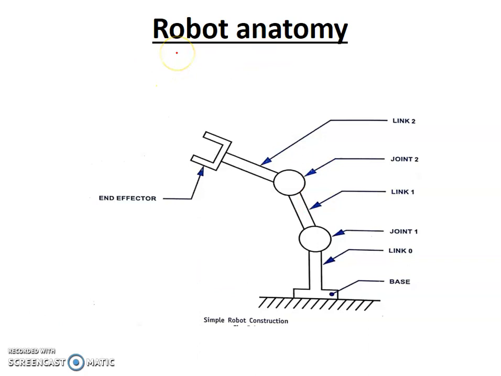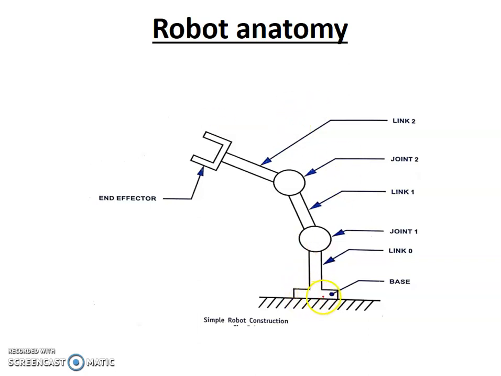Next we have robot anatomy. What is robot anatomy? We can see here in the diagram. Robot anatomy means how the structure of the robot is, how it is designed, and how it has different parts.